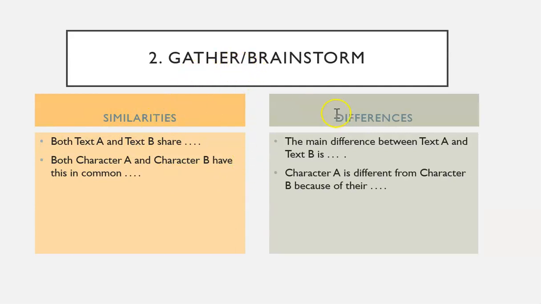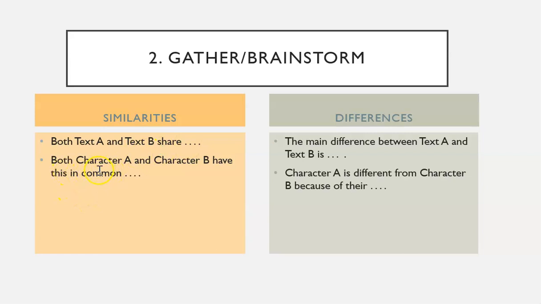I like to do a couple of different brainstorming sessions when I'm thinking of what to write, because you narrow it down as you go along in your brainstorming. So you might start off with just similarities and differences and have a column for each of those. And so if you're looking at different texts, you might say both text A and text B share this theme in common. And that might be one way to get started in coming up with a thesis statement.